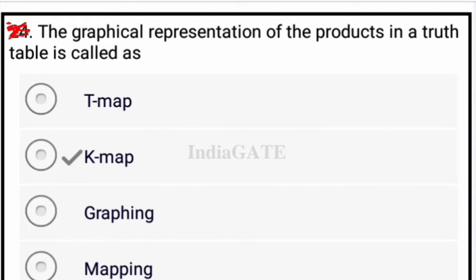Okay, now the next question is: the graphical representation of the product in a truth table is called as, so here it is a very easy question. That is your K-map. K-map is the basic concept for your digital logic design, and if you know the basic concepts of your engineering branch, you can easily qualify the EKT exam. Okay, now come to the next question.